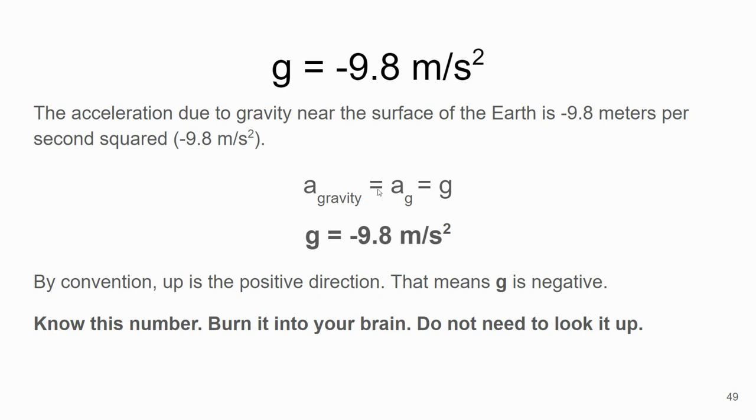You could write A sub gravity, the acceleration due to gravity, but that takes too long. You could write A sub g, but even that takes too long. So just write little g. This is something we will use so often that we should just all agree to do it this way. It's fastest. It's got to be lowercase. Again, it's minus 9.8 meters per second squared because by convention, up is positive and down is negative. Things will accelerate downwards, so g is a negative number.